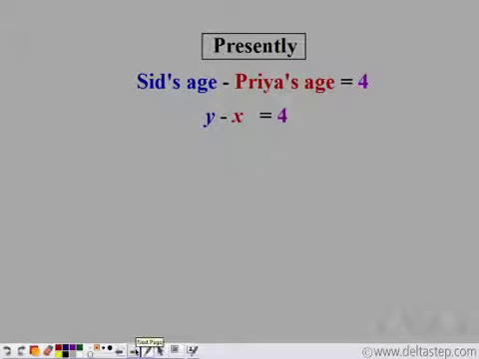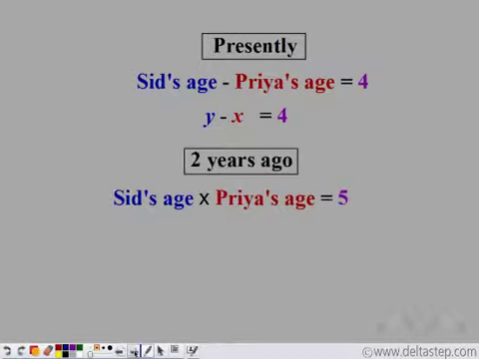Now this is an equation in two variables, x and y. We have already learned that if we have just one equation, we cannot get a unique solution for two variables from that equation. So, from this equation, you cannot tell me what is the correct age of Sid and what is the correct age of Priya. So, let me give you one more hint. Well, 2 years ago, the product of their ages was 5. So, 2 years ago Sid's age into 2 years ago Priya's age is equal to 5.